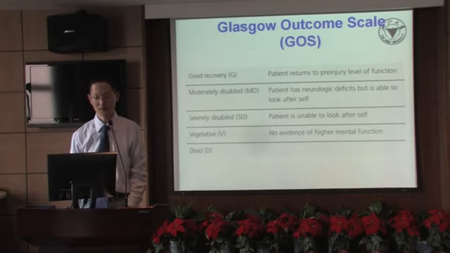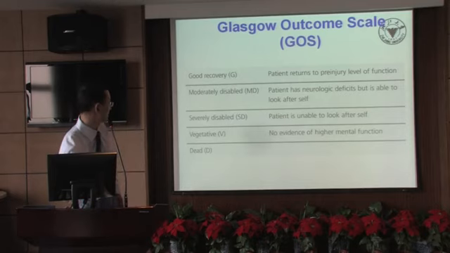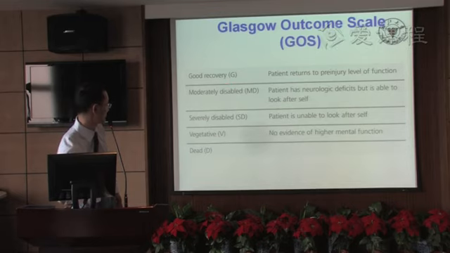We also use the Glasgow Outcome Scale to assess the prognosis of TBI patients. It includes good recovery, moderate disability, severe disability, or vegetative state, and some patients will die.